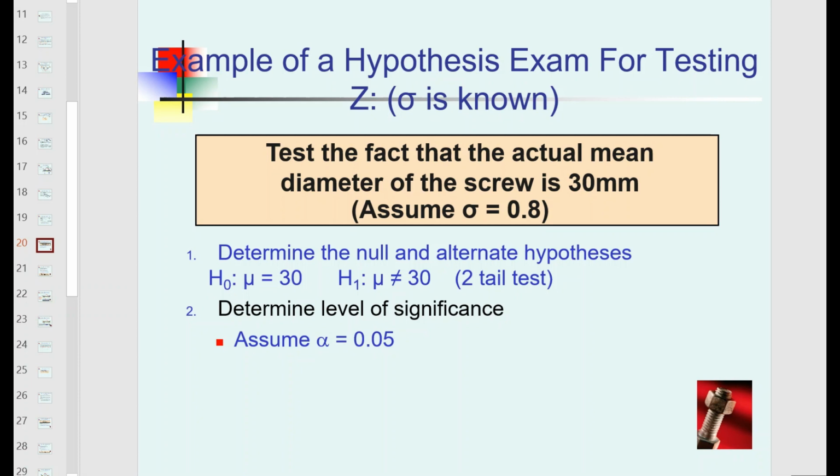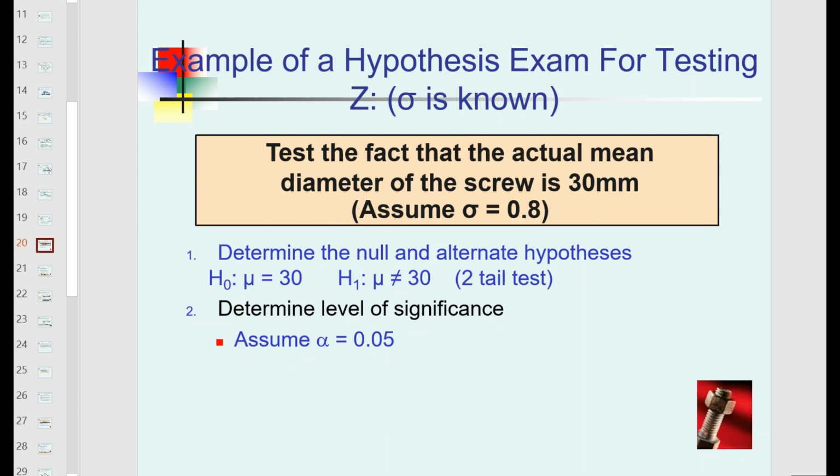Okay, now we look at an example of a hypothesis test, for testing Z if your sigma is known. Okay, test the claim that the actual mean diameter of the screw is 30 mm. So now they assume that your sigma is 0.8, which means that it is known. So you see the first step, determine the null and alternate hypothesis. So you know that the statement given to you is what? The actual mean diameter of the screw is 30 mm.